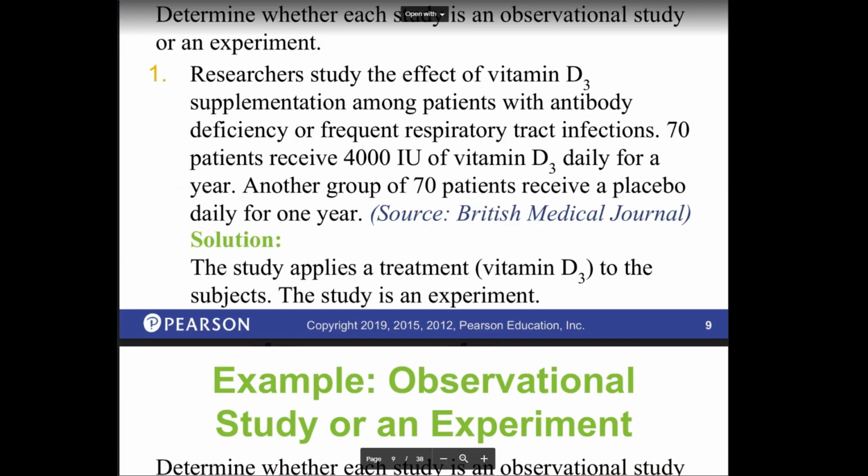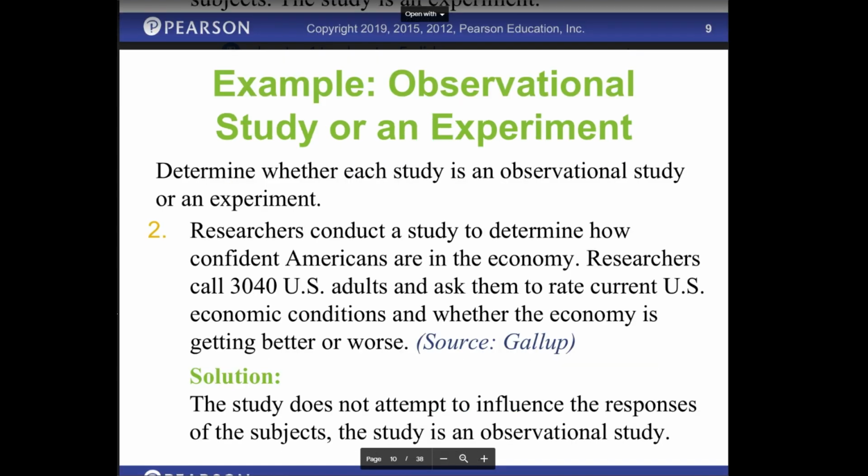And our second example: researchers conduct a study to determine how confident Americans are in the economy. Researchers called 3,040 U.S. adults and asked them to rate current U.S. economic conditions and whether the economy is getting better or worse. Since the study does not try to influence the responses or get a numeric value like an experiment would, as we saw earlier, the study is just an observational study.